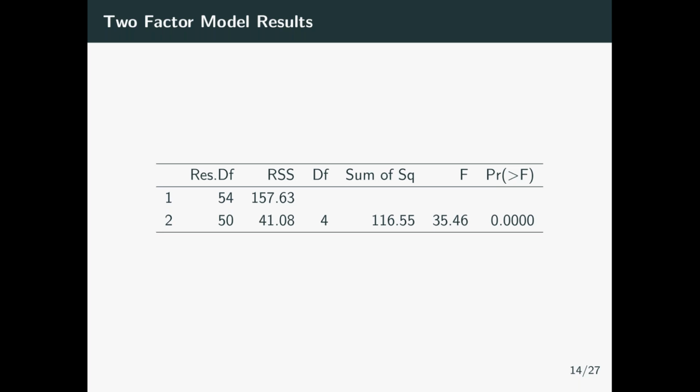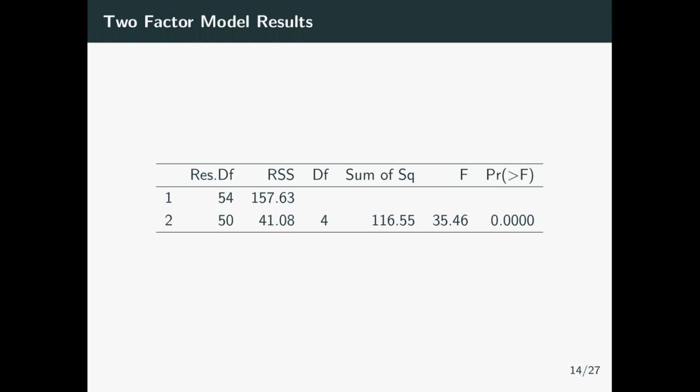On the first row of this table, you see the error degrees of freedom associated with the one-factor model, so 54, and the error sums of squares, so the SSE, which is denoted on this slide RSS, residual sums of squares, instead of SSE, sums of squared error. And then the second row, you see the degrees of freedom associated with the two-factor model, so 50, and the error sums of squares associated with the two-factor model, 41.08.